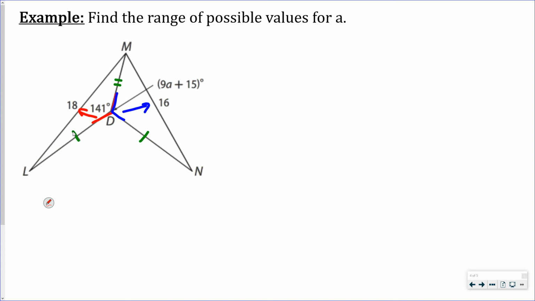And in comparison, I know 18 is larger than 16. So I know that angle across from side 18, 141 degrees, that has to be bigger than whatever 9a plus 15 is. This right here is a hinge theorem.